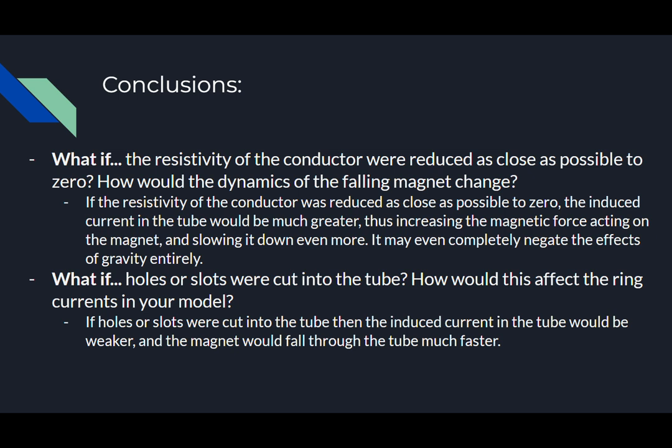Because each ring current relies on the ring being undisturbed, if there were any breakages in the ring currents, that means the current would be less strong. Therefore, the magnetic force would be weaker, and thus gravity would allow the velocity in the negative y direction to change much quicker.